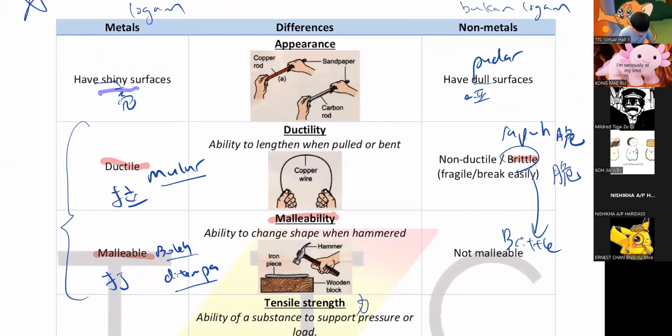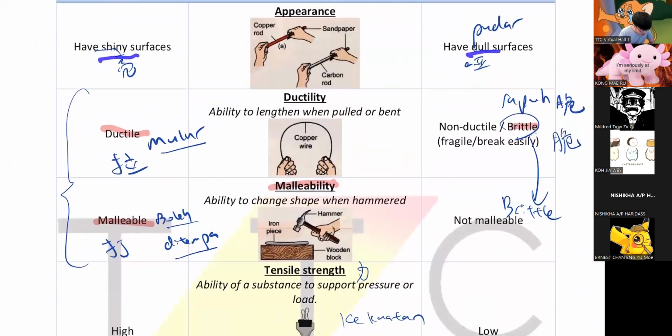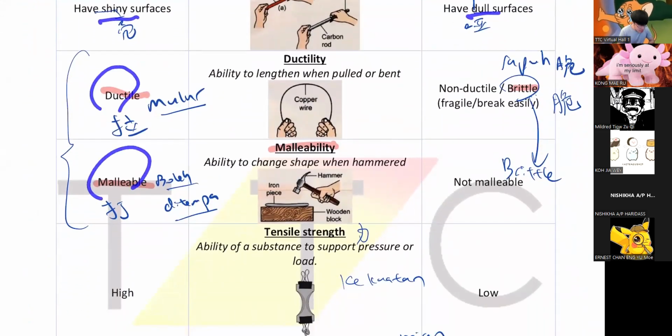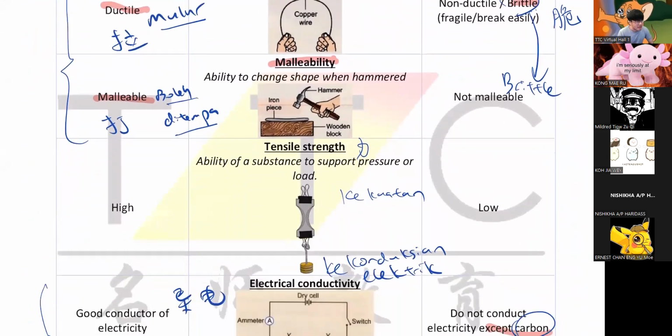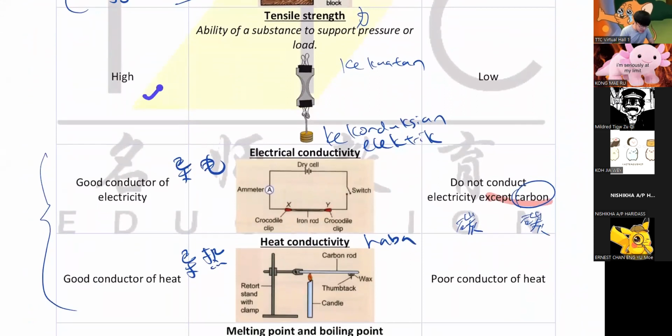Metals are shiny. Non-metals are dull. Metals are ductile and malleable. You can bend them or beat them into any shape. Non-metals are brittle, rapuh, that means they will break. For strength, metals are high, they are very strong. Non-metals are weak.